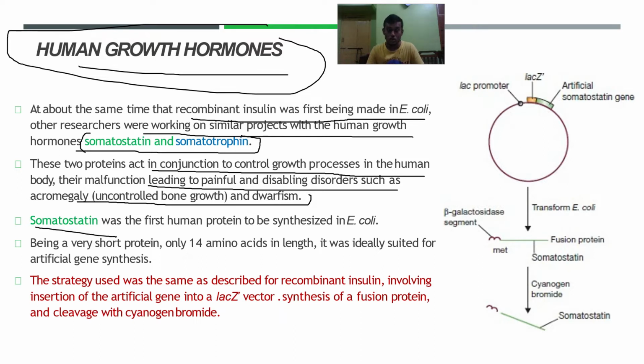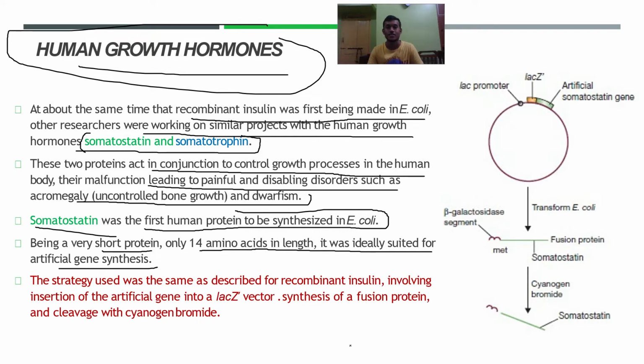Talking about somatostatin, which was the first human protein to be synthesized in E. coli. Being a very short protein, only 14 amino acids in length, it was ideally suited for artificial gene synthesis. So you can see the entire thing here.